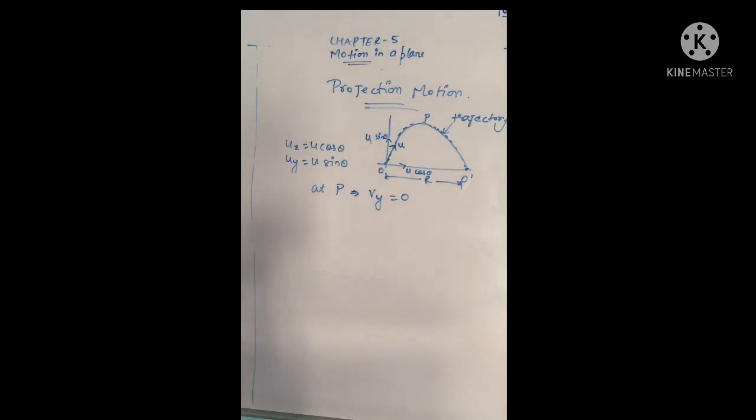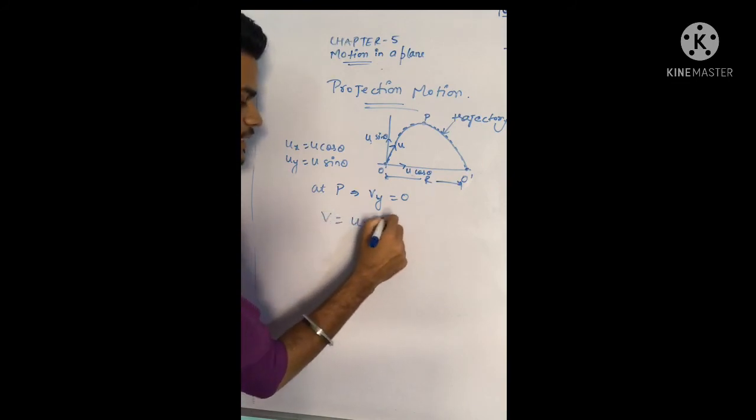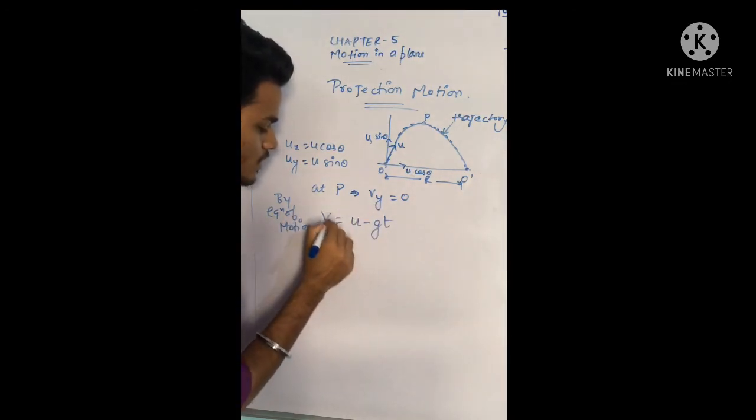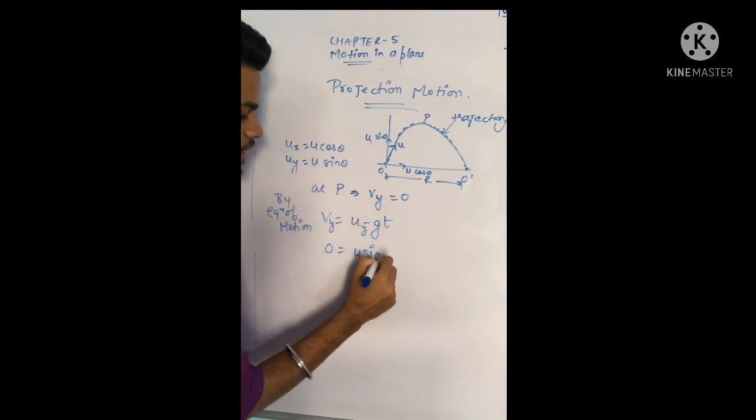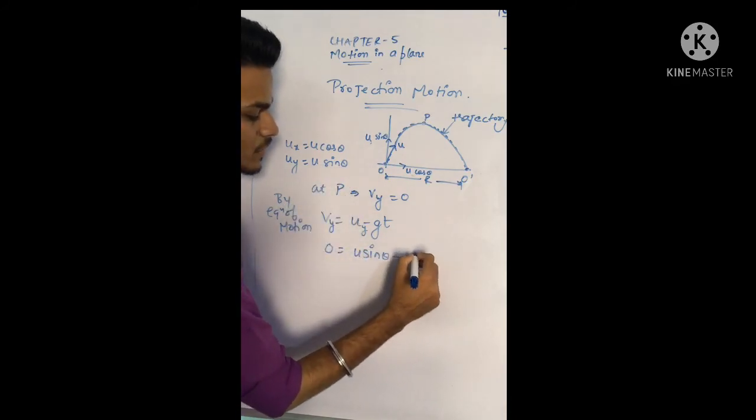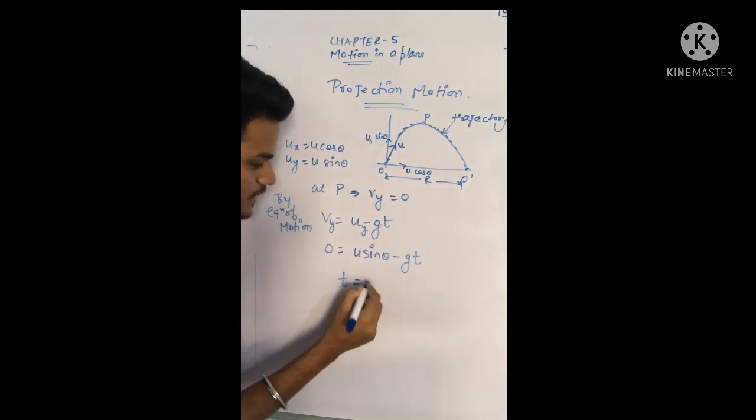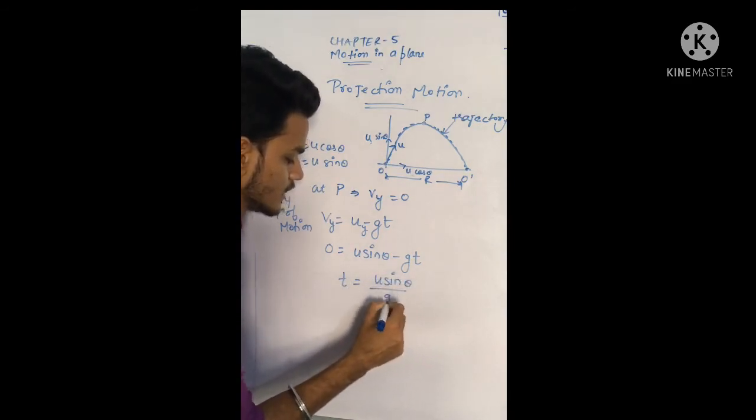Now we have an equation of motion. By equation of motion, V is equal to u minus gt. We got Vy is equal to 0, so this is 0. Uy, what is uy here? Uy is u sin theta, minus g into t. What is t? So finding t from here, we get u sin theta upon g.